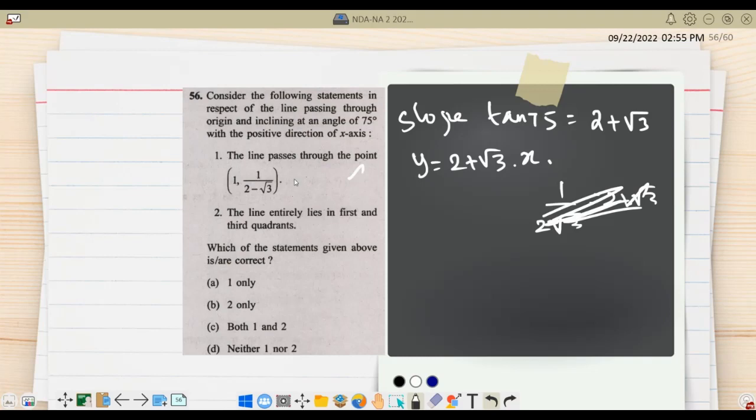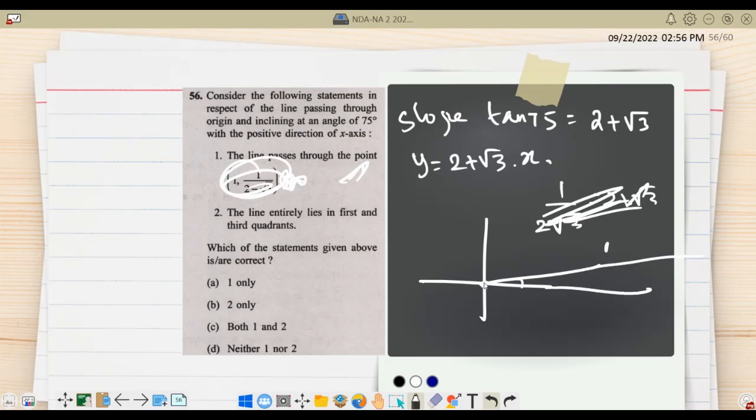So this satisfies the line equation, passing through the origin and having an angle 75 with the x-axis. This point satisfies the line. So the line passes through the point. This is true. The line entirely lies in the first and third quadrants. Yes, because we're passing through the origin and making a 75. This is going to be in the first quadrant and the rear part is going to be in the third quadrant, obviously. So both are correct.